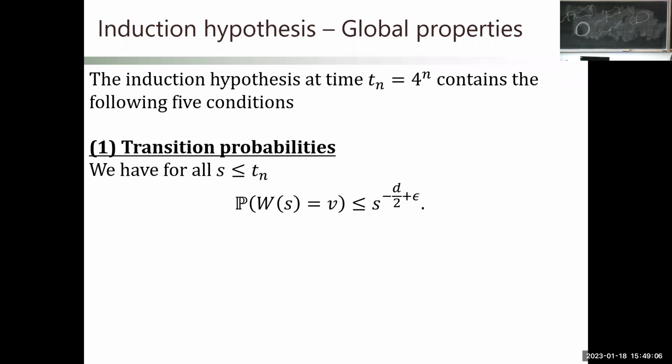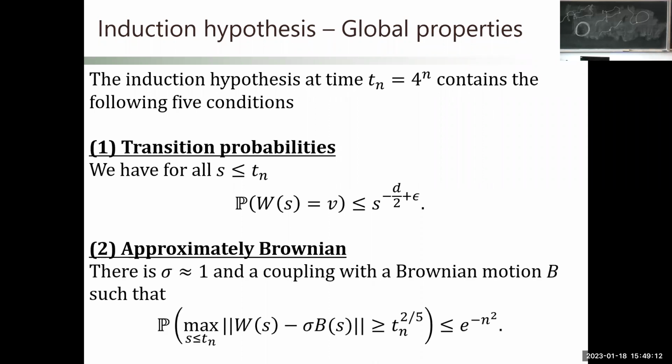So it says that you have the right bound transition probability for the cyclic random walk. The second assumption is that the cyclic walk is approximately Brownian. What do I mean by that? It is well known that a simple random walk can be coupled with Brownian motion. This is the KMT embedding, if you have heard about it. You can couple it with the Brownian motion so that with really high probability, they are very close.